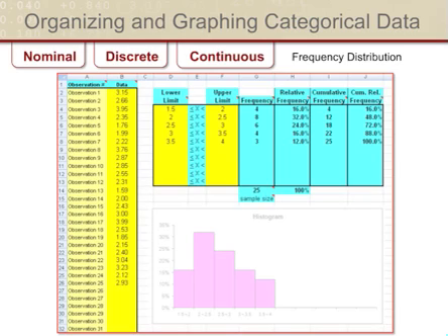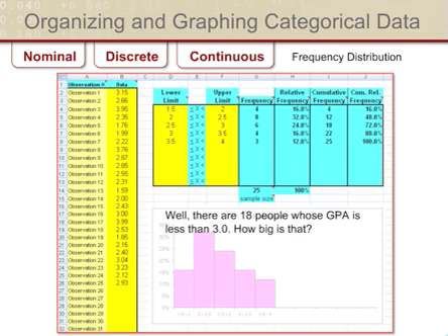And the cumulative relative frequency kind of combines the cumulative and the relative. There's 2 ways to actually look at this. You can look at the cumulative frequency and say, well, there are 18 people whose GPA is less than 3.0. How big is that? Well, 18 out of 25 is 72%. 22 out of 25 is 88%, and so on. So I'm saying that 72% of the students have a GPA less than 3.0. That 88% have a GPA less than 3.5. So I essentially took the cumulative frequencies and converted them into relative frequencies by computing the percentages.